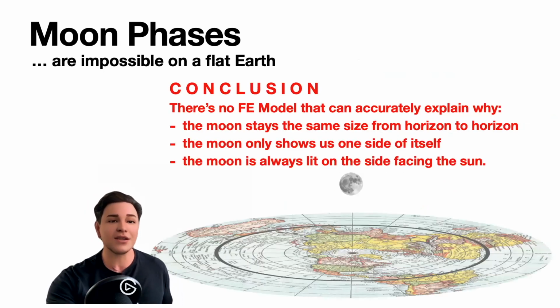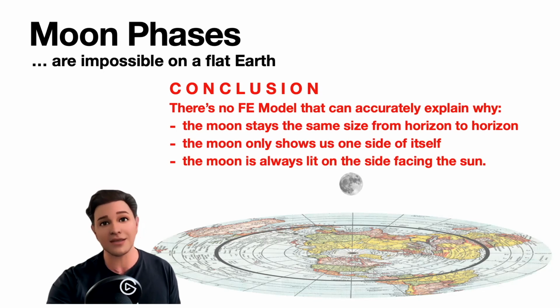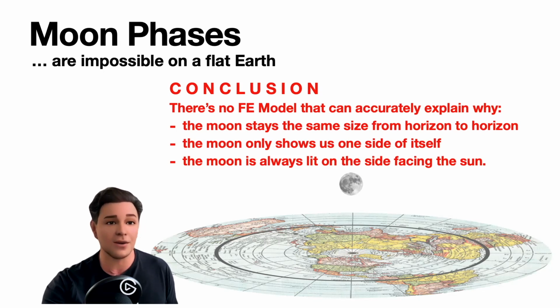So conclusion, there's no flat earth model that can accurately explain why the moon stays the same size from horizon to horizon. So if it's traveling overhead like a train going by, and they talk about that perspective, the moon would be little on one horizon, big directly above our head, and little over the next horizon. It's just not that way. We see it the exact same size from horizon to horizon.